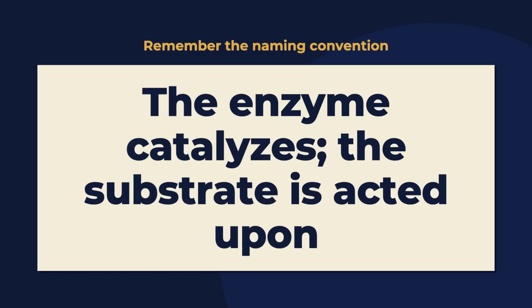Enzyme names usually end in -ase and reflect their substrate, like sucrase acting on sucrose. Exam questions test whether you know the enzyme is always the catalyst and the substrate is always what it acts on.